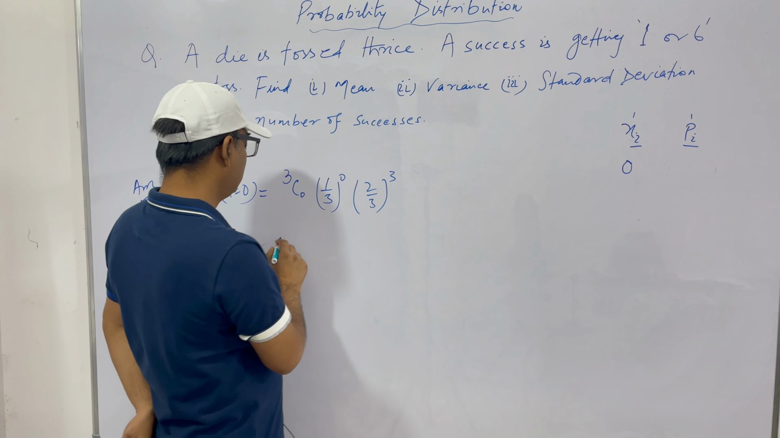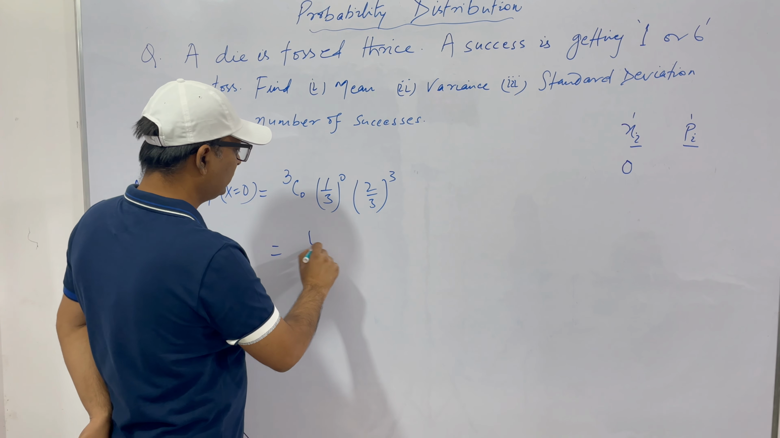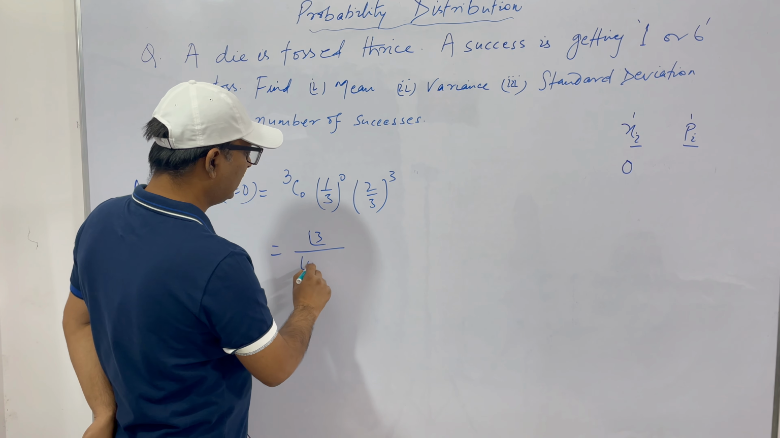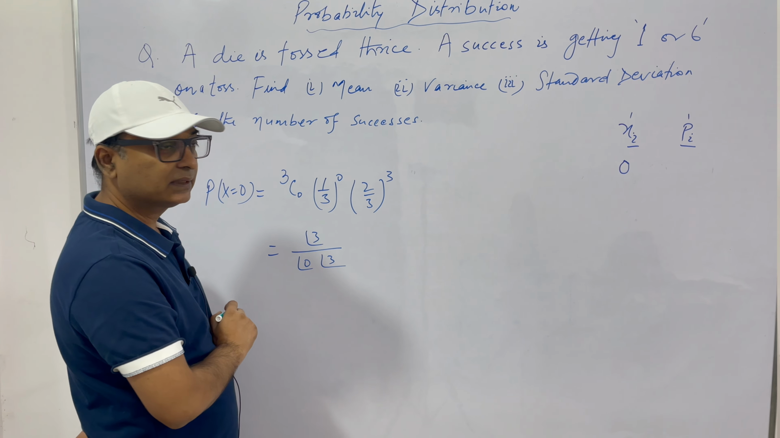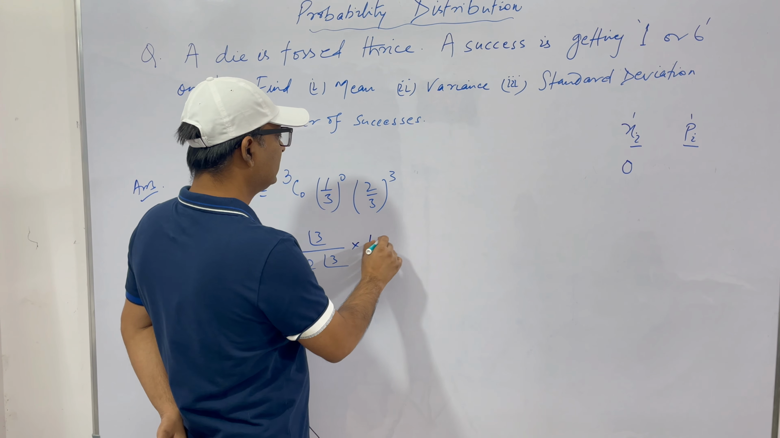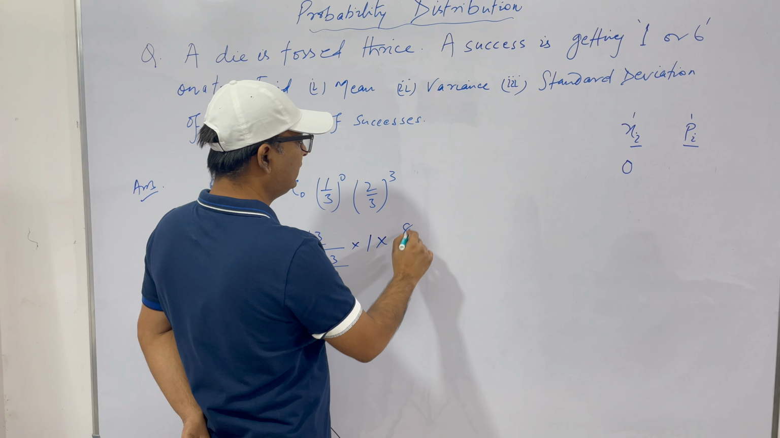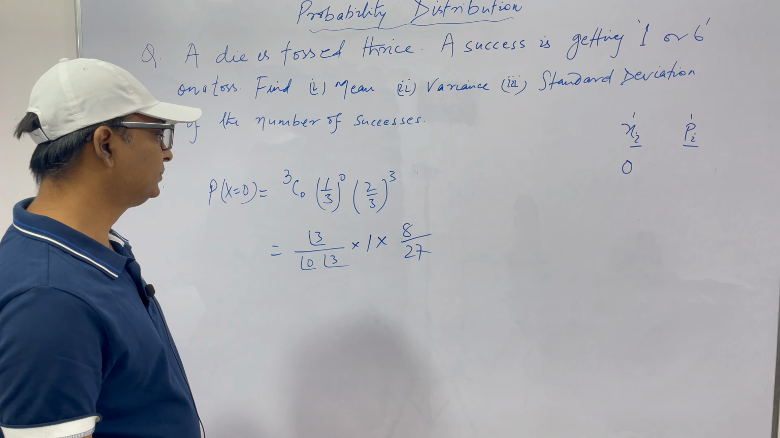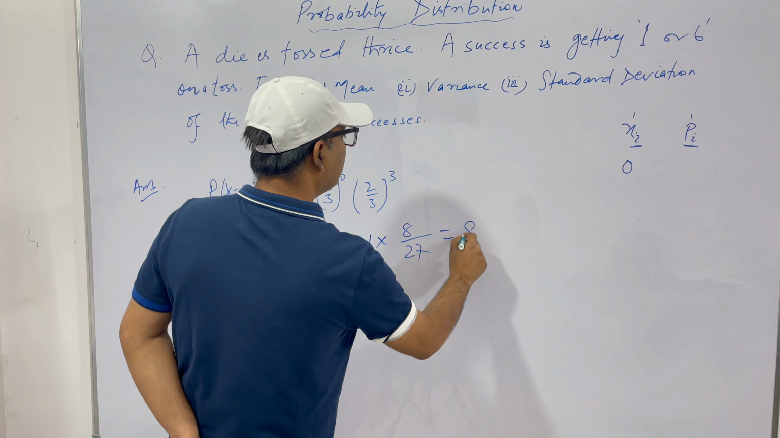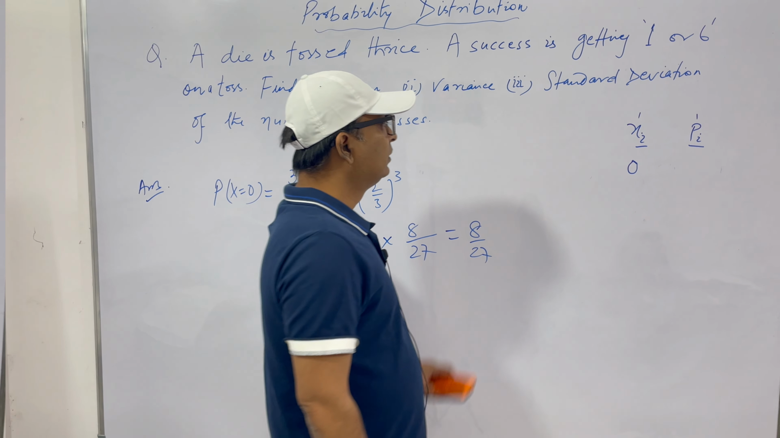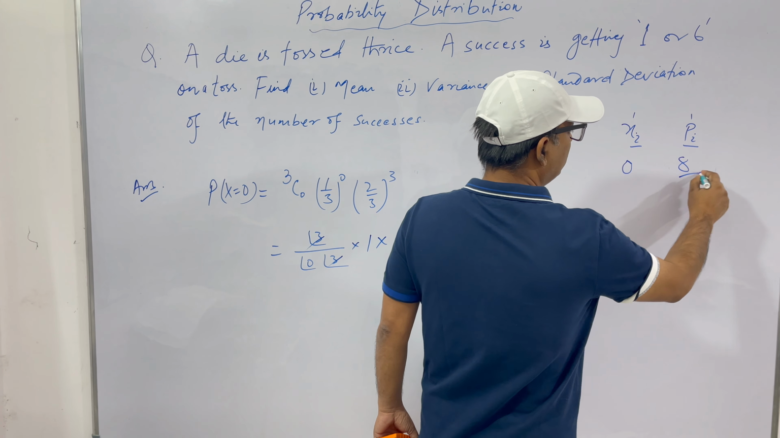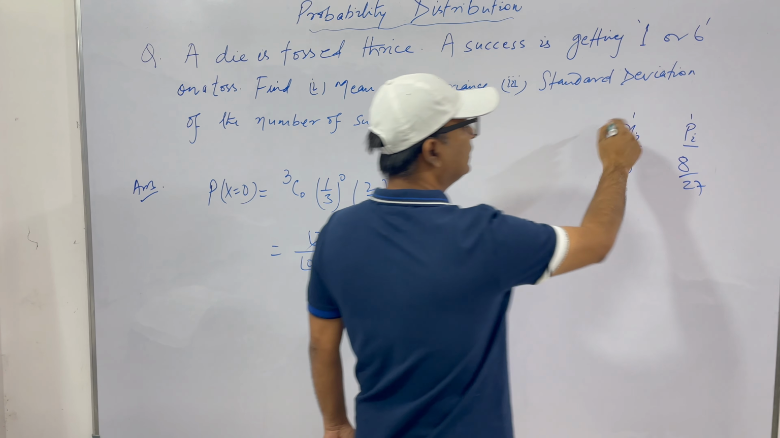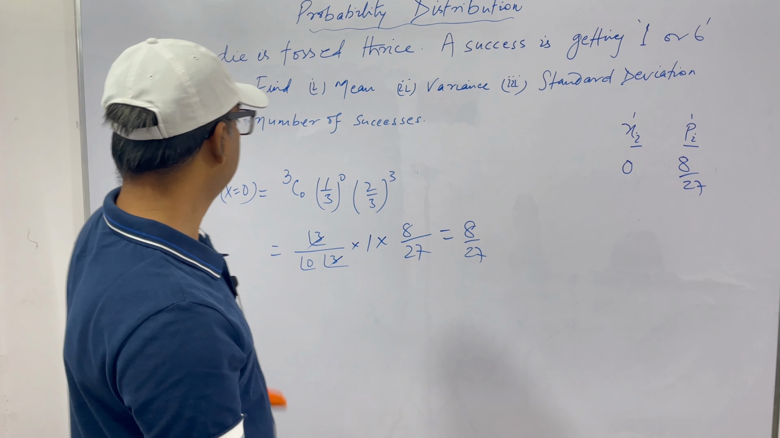How do we calculate it? Factorial 3 over factorial r times factorial n minus r. So this is 1, and 2 cubed is 8, 3 cubed is 27. Okay? So this is 8 by 27. So for this it is 8 by 27. This is our discrete probability distribution.